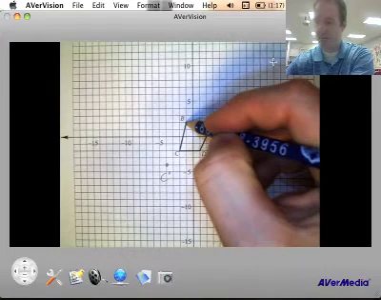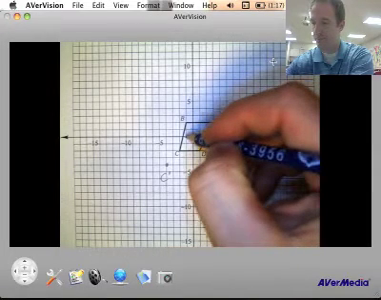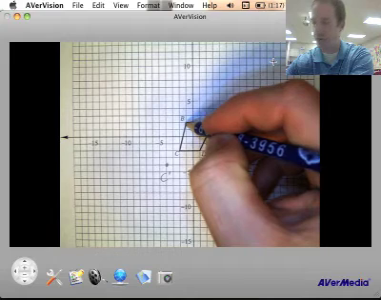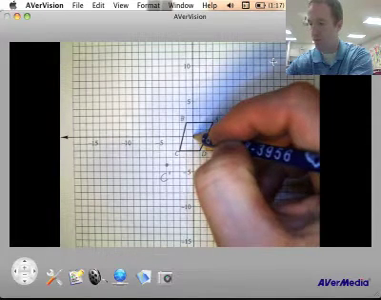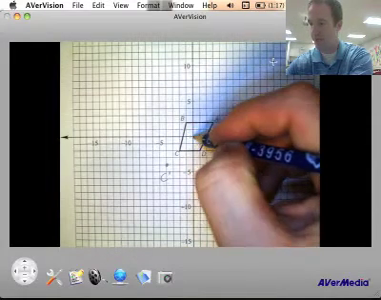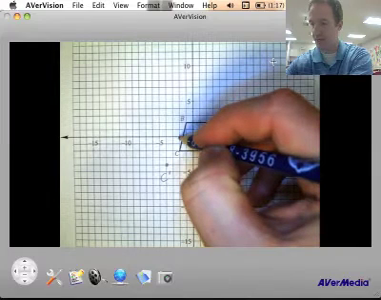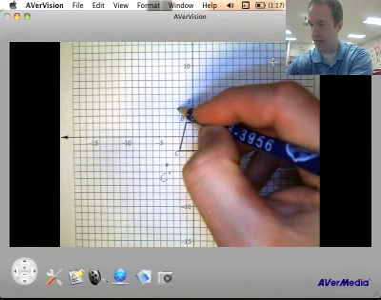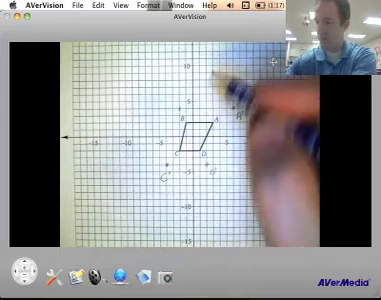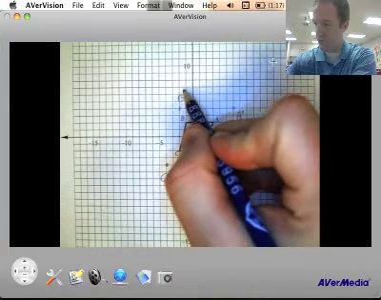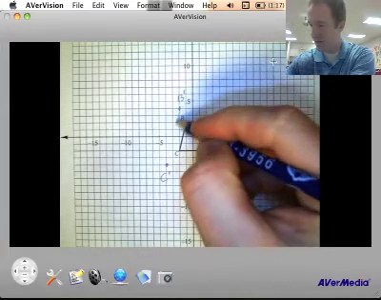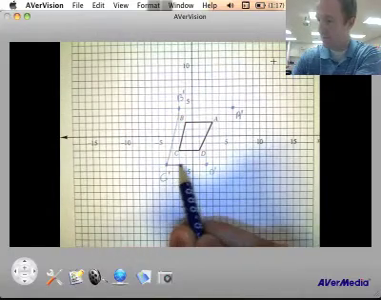In order to get to B, you got to go left 1 and up 2. But again, we're going to go twice as far. So we're not going to go left 1. We're going to go left 2, twice as far. And not up 2, but up 4. Again, twice as far. And there are the corners of our dilated figure.